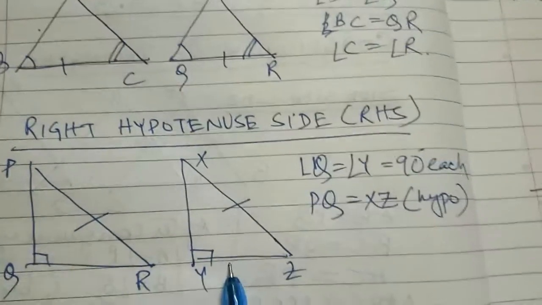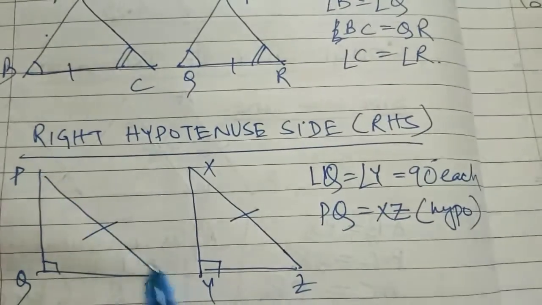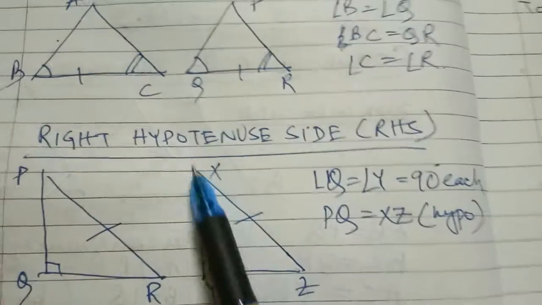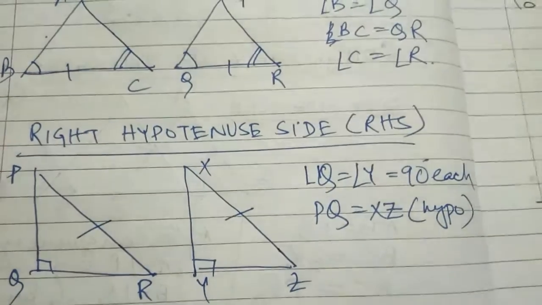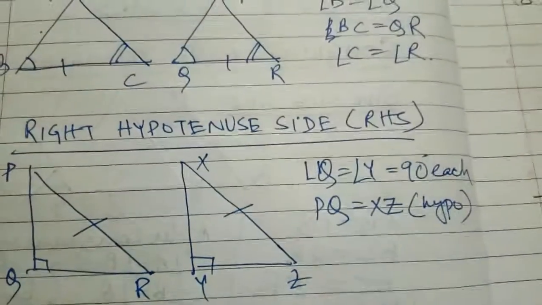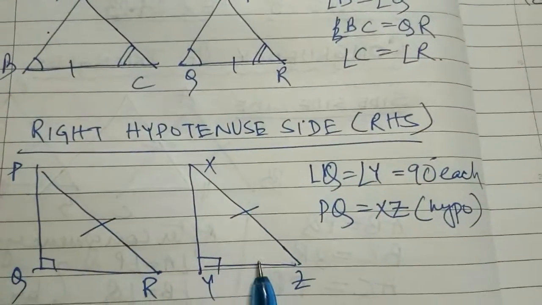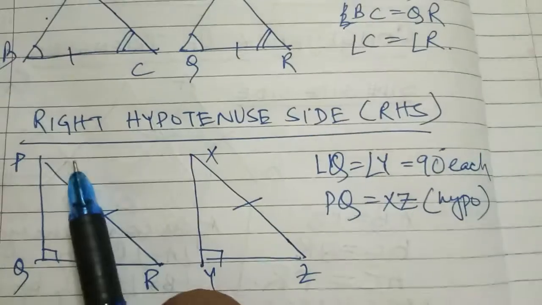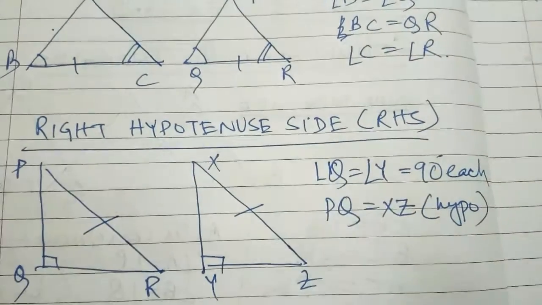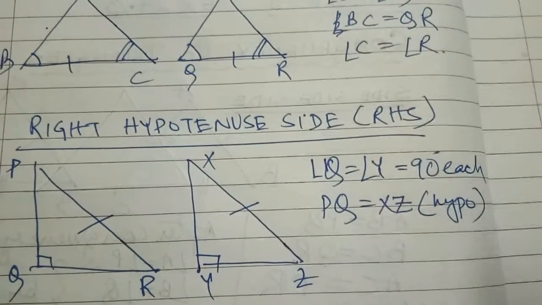If it is given 90, and the opposite side is the hypotenuse, these two things you have to keep in mind. Once the hypotenuses are equal and 90 is given, that time you can say it is going by the RHS rule. Okay, RHS, that is right angle, hypotenuse, side.